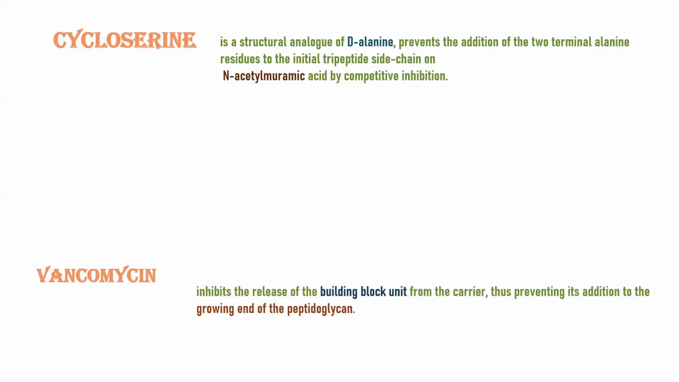Cycloserine is a structural analog of D-alanine and prevents the addition of two terminal alanine residues to the initial tripeptide side chain on N-acetylmuramic acid by competitive inhibition. Next, vancomycin. Vancomycin inhibits the release of the building block unit from the carrier, thus preventing its addition to the growing end of peptidoglycan.